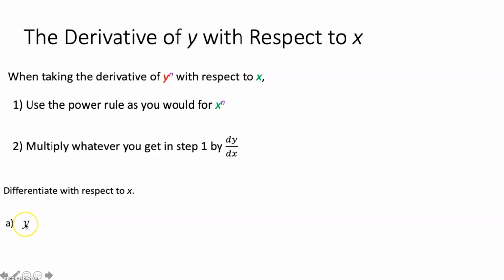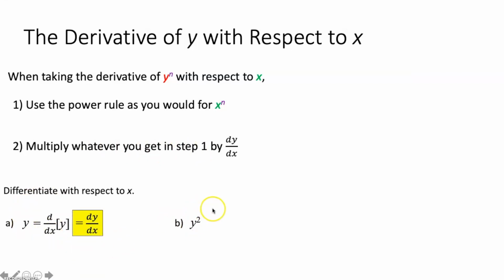If I'm taking the derivative of y with respect to x, notice that my variable here does not match what I'm taking the derivative with respect to. Because of that, I have to use these two steps. I use the power rule like I normally would. The derivative of y, well, we know it's automatically going to turn to 1, but we could use the power rule if we wanted to. 1 times y to the 0 power. y to the 0 power just turns into 1, so again, it's just 1. Times dy/dx. You take whatever you get when you use your power rule and multiply it by dy/dx. So the derivative of y with respect to x is dy/dx.